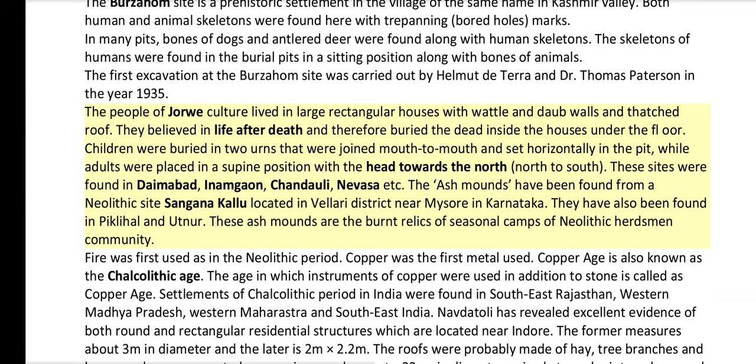The ash mounds have been found from a Neolithic site Sanganakallu located in Bellary district near Mysore in Karnataka. They have also been found in Piklihal and Utnur. These ash mounds are the burnt relics of seasonal camps of Neolithic herdsmen community.